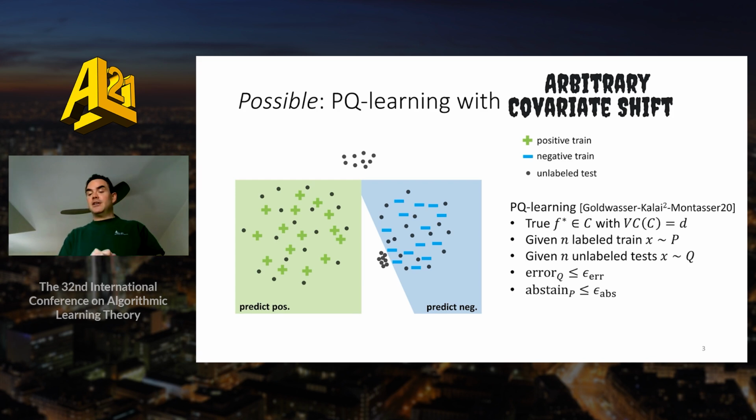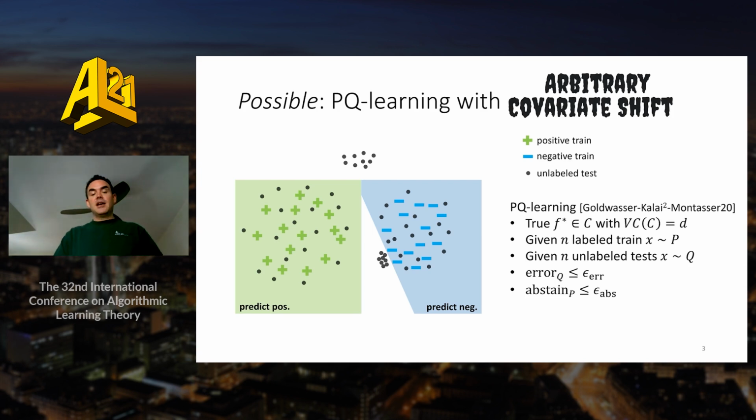And they were able to get guarantees for arbitrary families of functions, let's say a family C of bounded VC dimension. What they were able to show is that given these unlabeled test examples and labeled training examples, they could guarantee future errors on test examples at a rate of epsilon. So for future examples drawn from the distribution Q, they would have an epsilon rate of both not abstaining, classifying them, and misclassifying them, classifying them incorrectly.